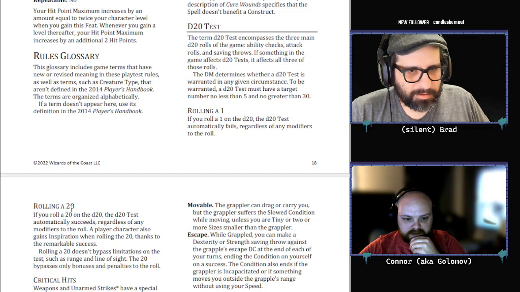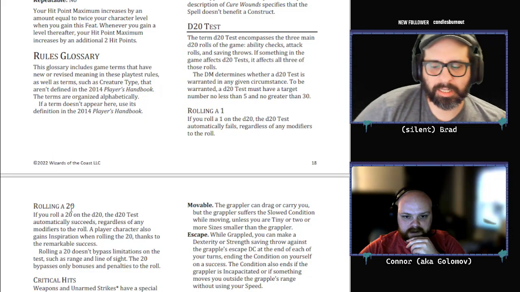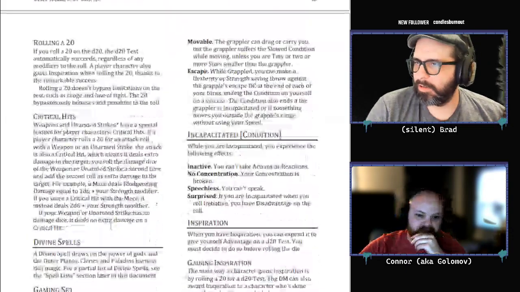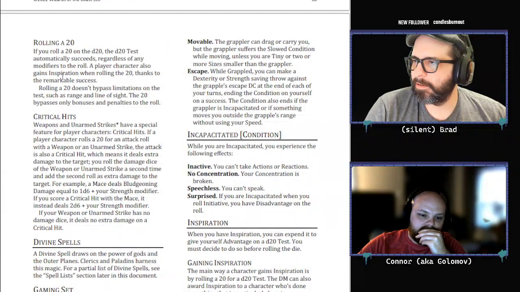I don't see the 20. I see the 1. Next, rolling. It's on the next page. Oh, there it is. Rolling. There it is. Okay, no. Yeah, see.